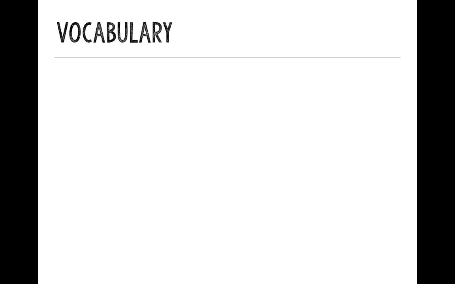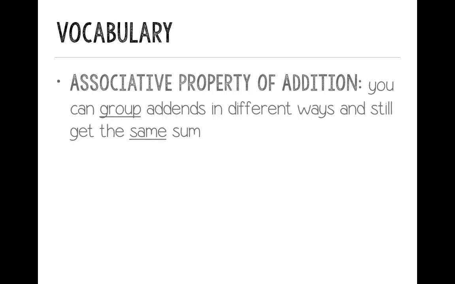Our last word is the associative property of addition. And the associative property tells us that you can group addends in different ways and still get the same sum. And when we're grouping addends, we're just telling somebody what they should be adding first. So this is also called the grouping property.